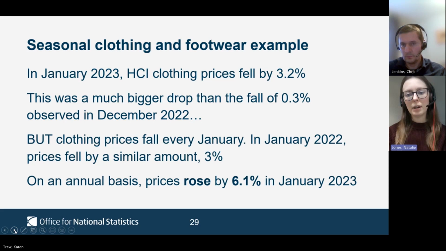However, clothing prices fall every January because of the January sales. So in January 2022, they fell by a similar amount as they did in January 2023. So if we look at changes on an annual basis, we actually saw prices rose by 6.1% between January 2022 and January 2023.